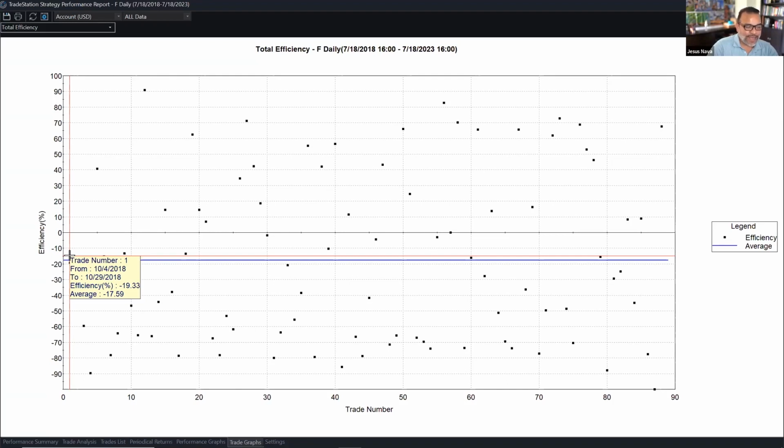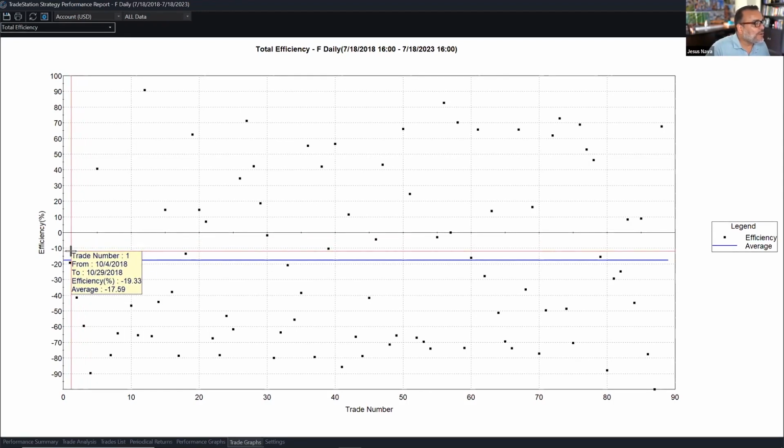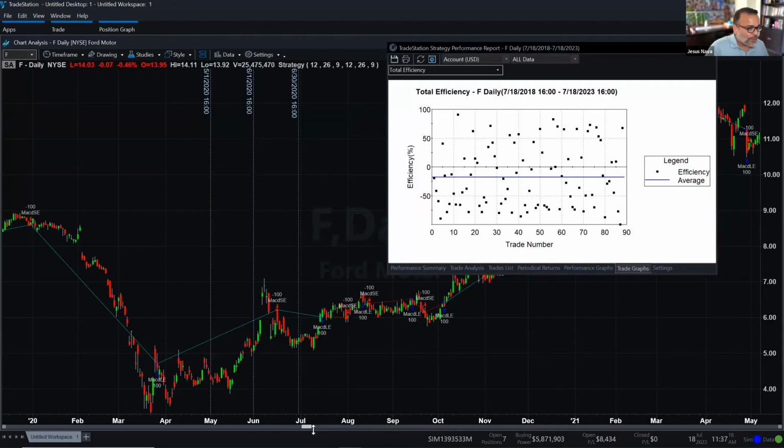By the way, it does give you the average. The average for my historical backtest is a negative 17.59. So not good in terms of trading efficiency. We know that the strategy performance report is still on the positive side. I'm able to capture some money, but I could have captured more. This is pretty much what that's saying. The efficiency and the way that the strategy gets in and out is not optimal. Let's take a look at the first trade. So we did say October 4th, 2018. I'm going to come here to the back of my chart.